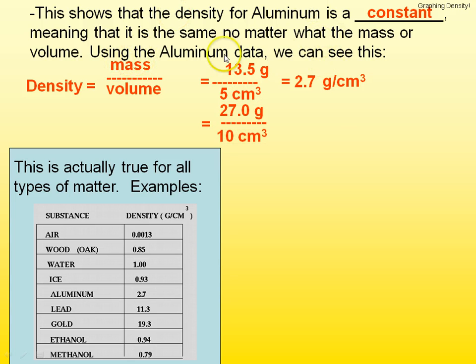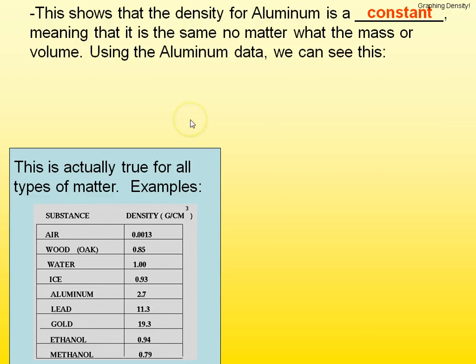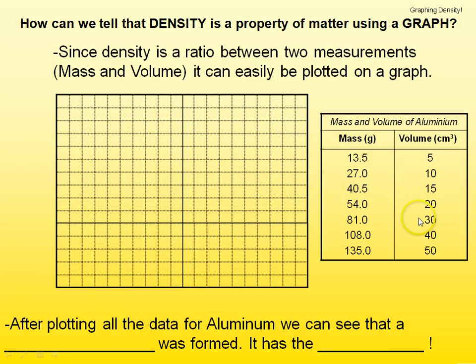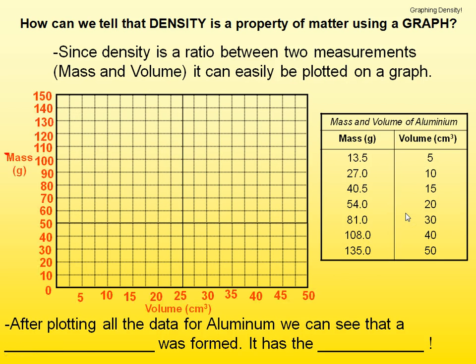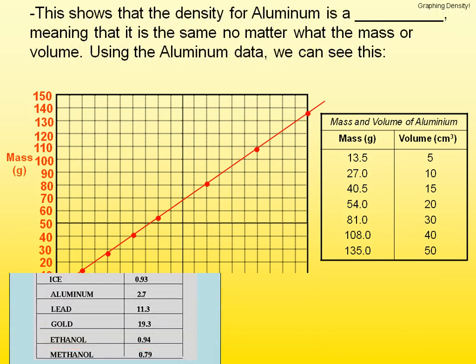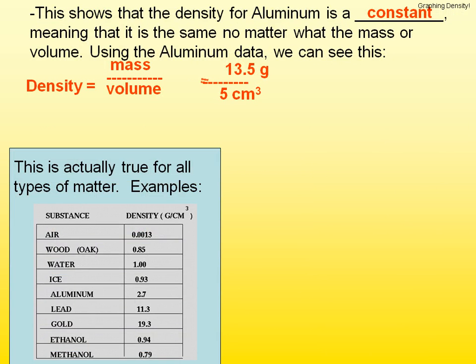So here we go. Using the aluminum again, we can see that no matter what we put over what on that information, let's go back over here, we are going to end up with a density of 2.7, whether it's actually 27 over 10 or 135 over 50. It is going to end up being 2.7 grams per centimeter cubed. And we can see here that that is the constant for the density of aluminum.